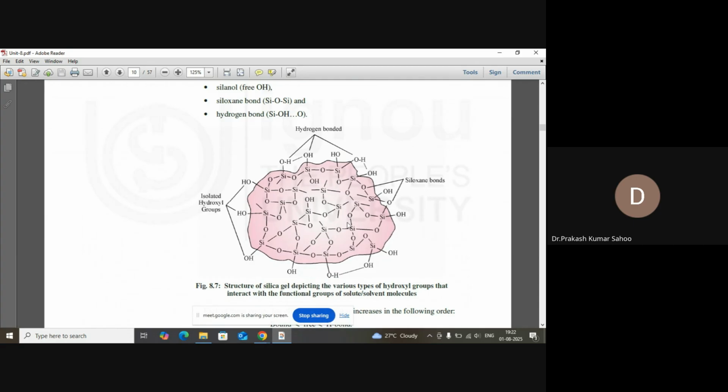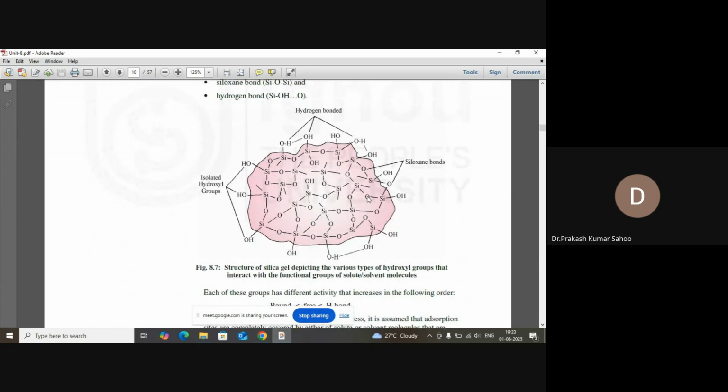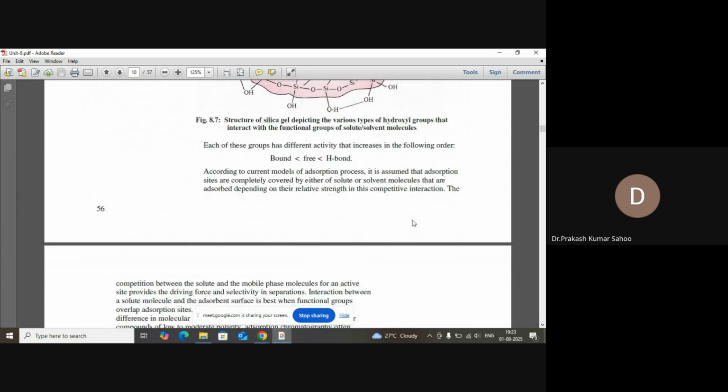Here it is silica gel depicting various types of hydroxyl groups that interact with a group of solute or solvent. Silica gel forms siloxane bonds or silanol, that is free OH, or hydrogen bonding is also happening here. Due to these different types of interactions, the components get attached to the solid surface. The activity increases in the order: bound, free, and hydrogen bond.